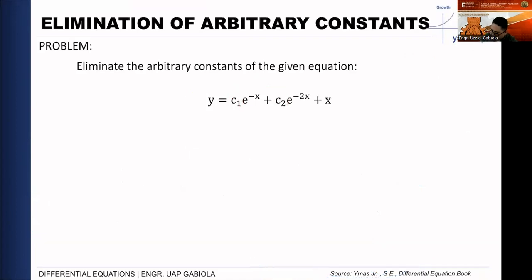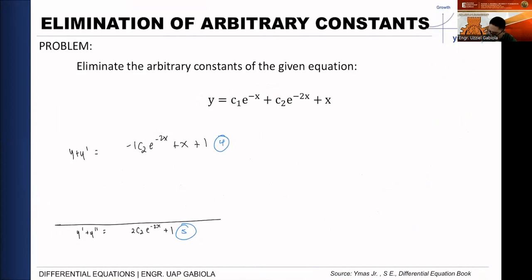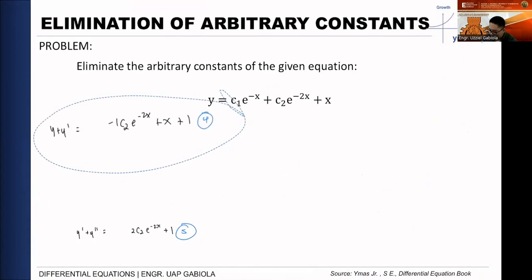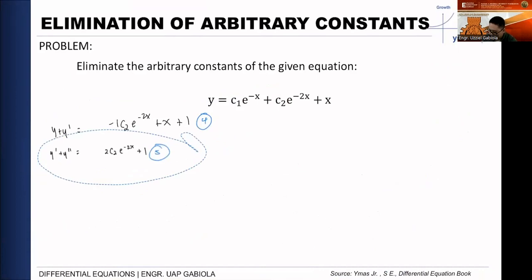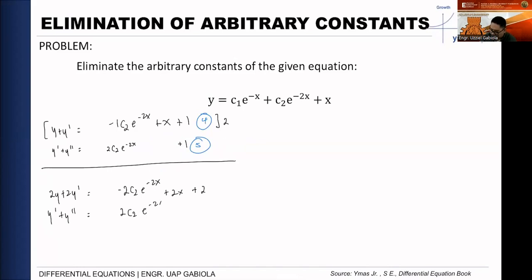So, continue natin dito sa another duplicate. Ayan. So, yun yung nakuha natin. Equation 4 and equation 5. So, syempre kayo pag kayo nag-solve, dire-diretso naman yan. Okay? So, pwede mong pagtapatin yung pwedeng magtapat. Then, para ma-eliminate o malaman natin yung value, anong gagawin natin? Pwede natin multiply yung fourth equation sa 2, no? So this will be 2y plus 2y prime is equals to negative 2c2 e negative 2x plus 2x plus 2. Tapos copy lang natin yung baba. 2c2 e negative 2x plus 1.